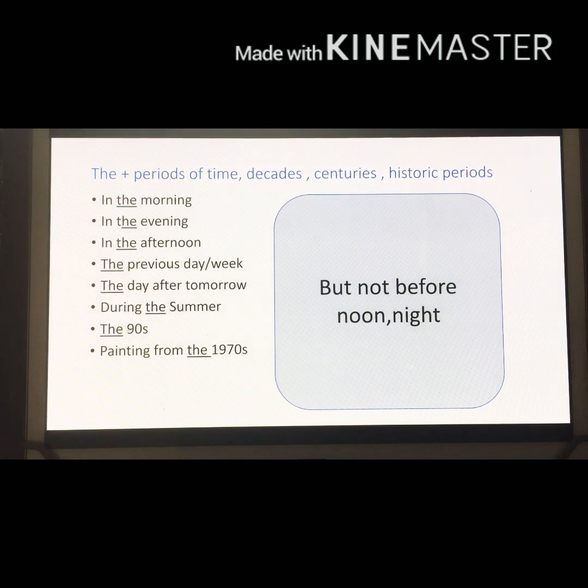The before periods of time, decades, centuries, and historic periods, such as in the morning, in the evening, in the afternoon, the previous day or the previous week, the day after tomorrow, during the summer, the 90s, a painting from the 1970s. But we do not say "in the night" or "in the noon." We should say rather "at noon" or "at night."